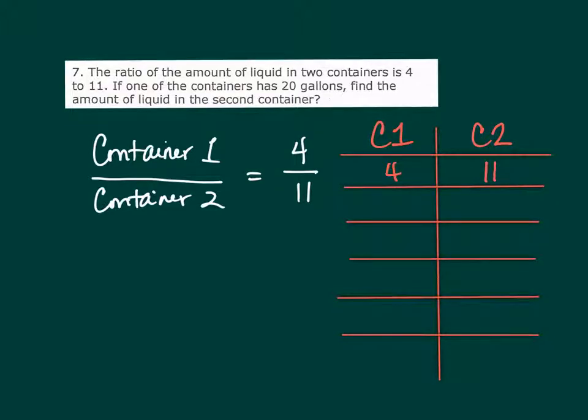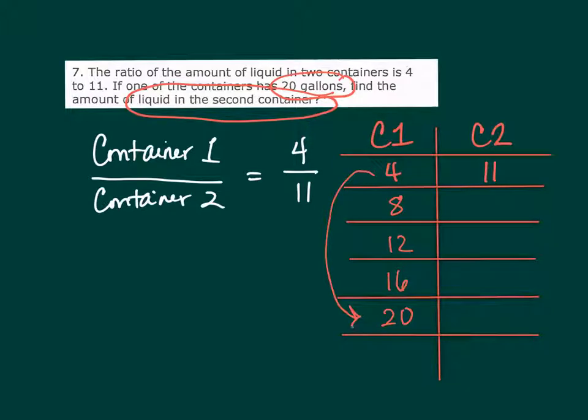So what are we looking for? We're looking for the liquid in the second container when the first container has 20 gallons. So what we have to do is go from 4 to 20. It's going to be 4, 8, 12, 16, 20. We could jump right from 4 to 20 by thinking, what is 20 divided by 4? And it's 5. So we could just say 11 times 5 is 55, but let's actually go through the table and make sure we know what we're doing and we get the right answer.